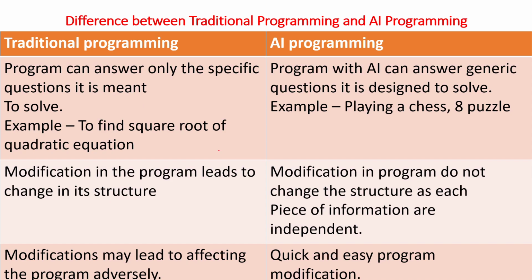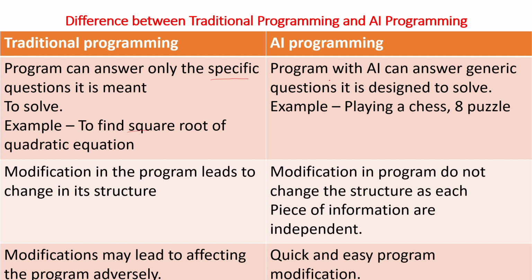There is a difference between traditional programming and artificial intelligence programming. There are three main differences. The programs written in traditional programming can answer only the specific question it is meant for. For example, to find the roots of a quadratic equation, one is always interested in finding the roots of the equation rather than any other questions.